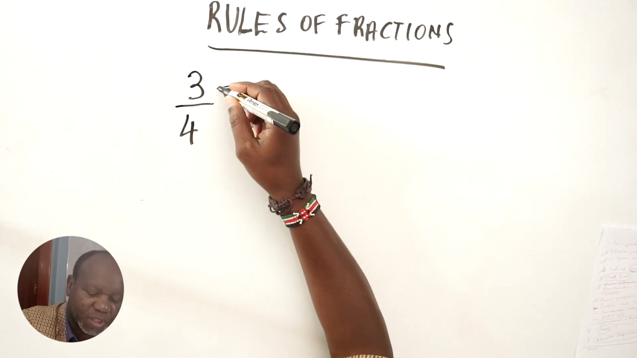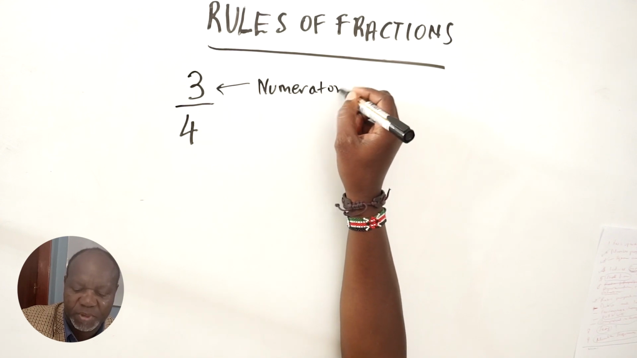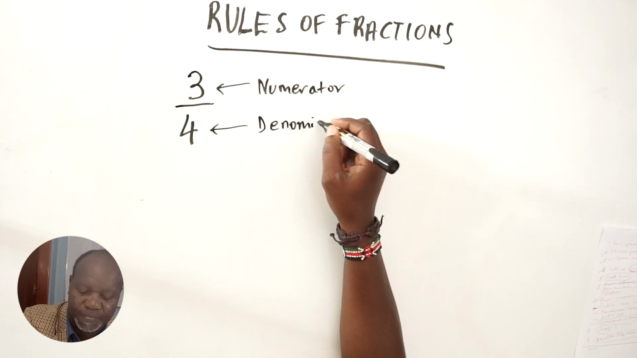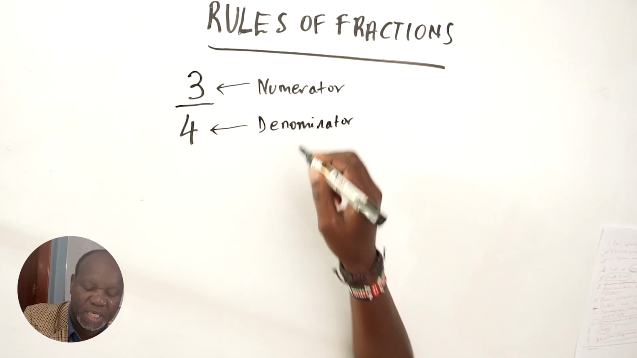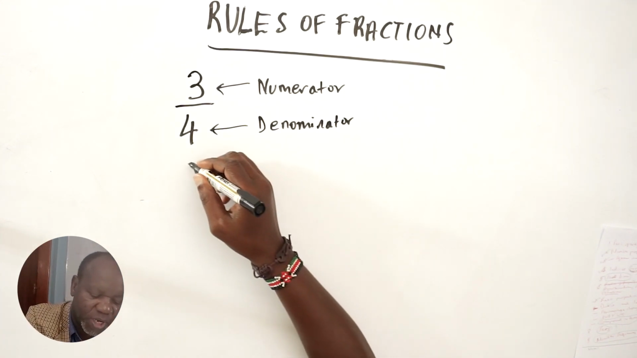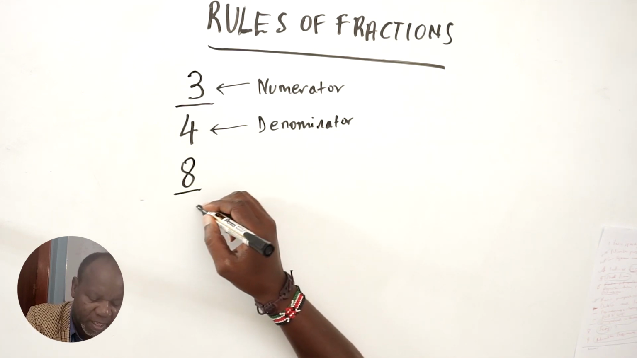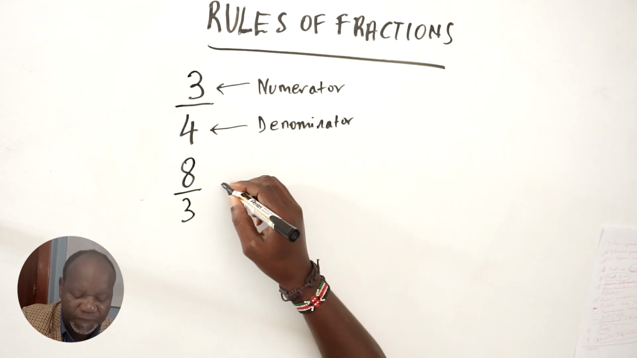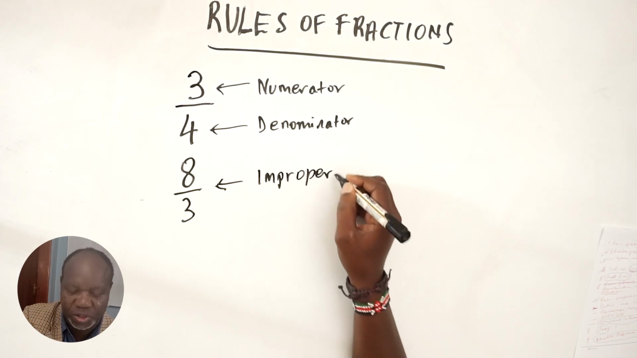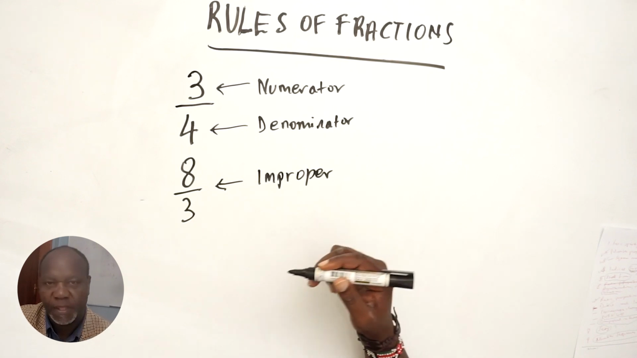The number at the top is usually referred to as the numerator. The one below is referred to as the denominator. If you have a situation where the numerator is bigger than the denominator, we refer to that type of fraction as improper. That's not a proper fraction. When it is proper, we would want the top number to be smaller than the bottom one.